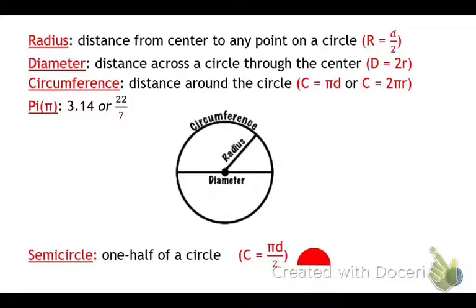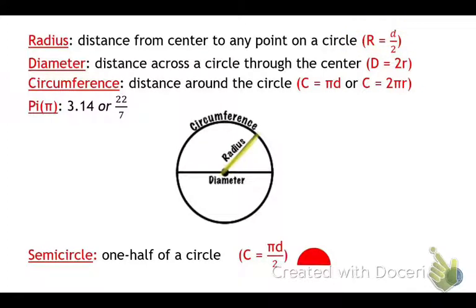All right, the first word that we're going to talk about today is radius. Everyone say radius. You can see I have a nice little picture down here. The radius is simply from this point right here in the middle to touching the edge of the circle. So the radius is the distance from the center to any point on the circle. If you wanted to use a formula, you could use this one right here: R equals D divided by 2, or the radius is the diameter divided by 2.